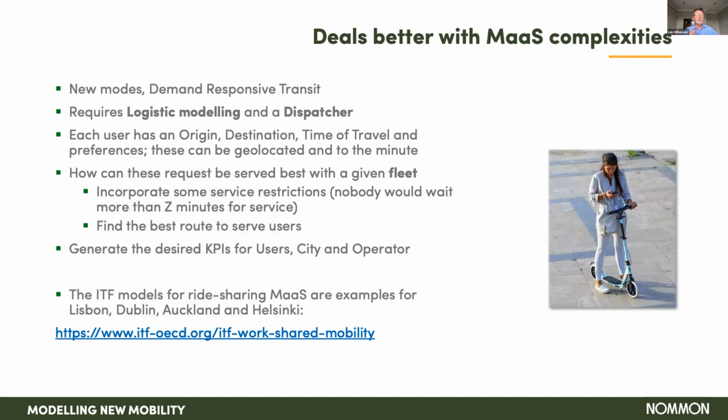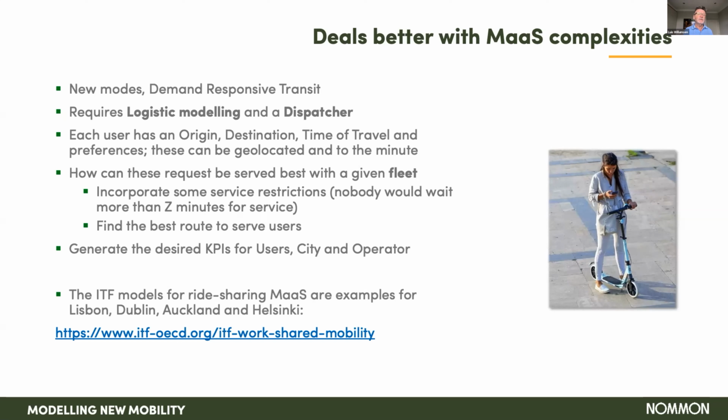This requires as well a logistic modeling. How do you optimize the allocation of vehicles to people? And in a sense, a dispatcher, somebody who decides, is an algorithm, of course. We will use this vehicle to attend this guy because he is going in a direction similar to these two other people, which en route they may be picked up and delivered as well. And this is a much more complicated exercise.